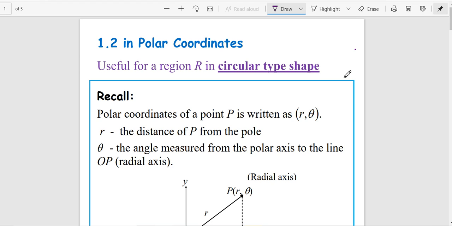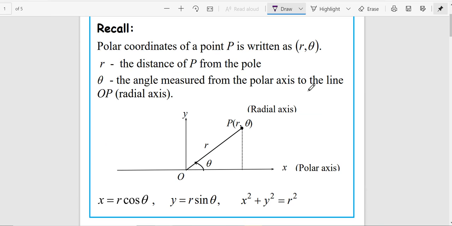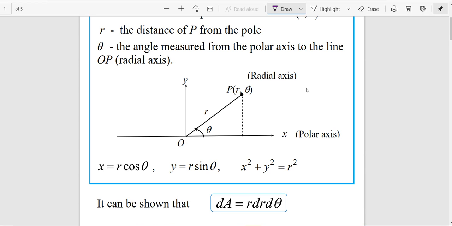Let's recall whatever you have learned on polar in Engineering Mathematics 1. I believe you already learned about it. It's just to refresh how to convert from Cartesian to polar coordinates. So x is equal to r cos theta, y is equal to r sin theta. Another part that is not included here is how to find the angle by using tangent. So tan theta is equal to y over x, so theta is equal to inverse tangent of y over x.